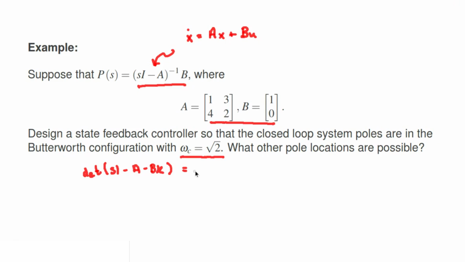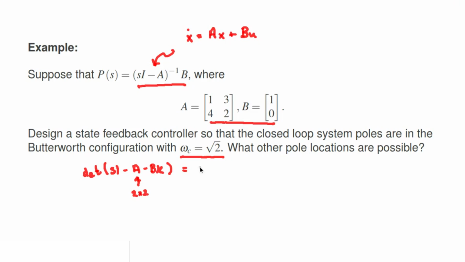So what order Butterworth polynomial do we need to put in here? Well, that depends on the order of this polynomial, and the order of this polynomial can be determined from the size of the matrix A. Since A is a 2 by 2 matrix, this means that this will be a second order polynomial, so we need to match it to the second order Butterworth polynomial.